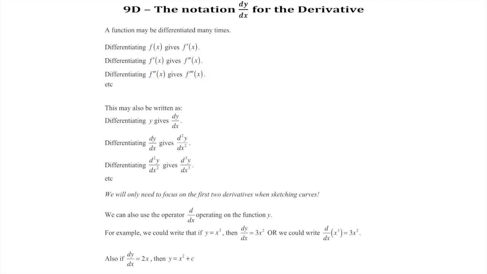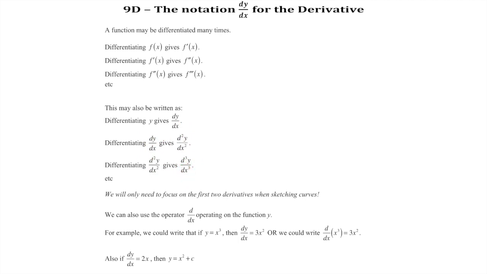You could write them like this. If you differentiate y, you get dy dx. Or if you differentiate dy dx again, it's d squared y dx squared. If you want to differentiate again, it's d cubed y dx cubed. The powers tell you how many times you've differentiated.